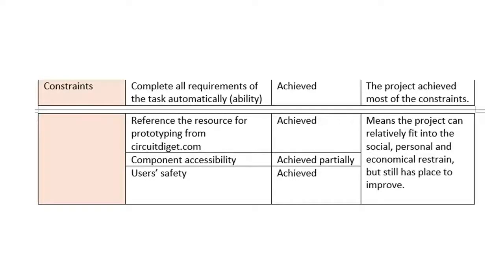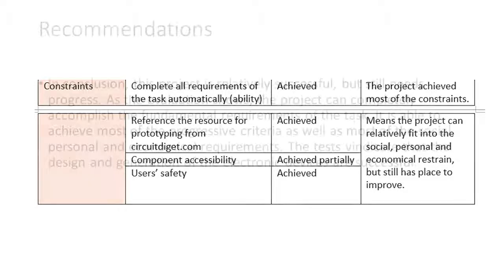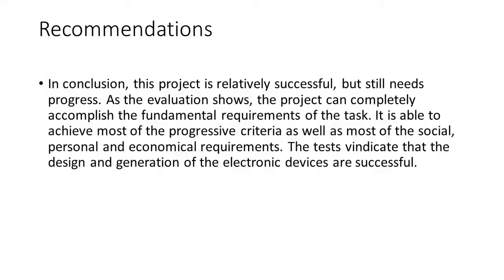Lastly, the project achieved most of the constraints, which means the project can relatively fit into the social, personal, and economic restraints. In conclusion, this project is relatively successful, but it still needs progress, such as making the program and constructions more concise. As the evaluation shows, the project can completely accomplish the fundamental requirements of the task. It is able to achieve most of the progressive criteria, as well as most social, personal, and economic requirements. The tests indicate that the design and generation of the electronic devices are successful.